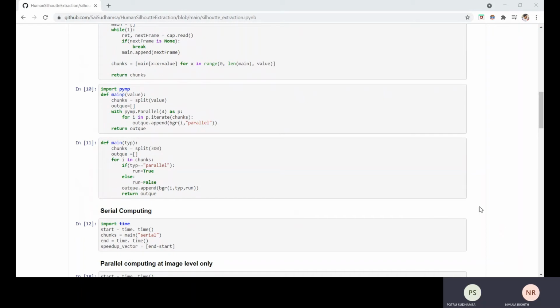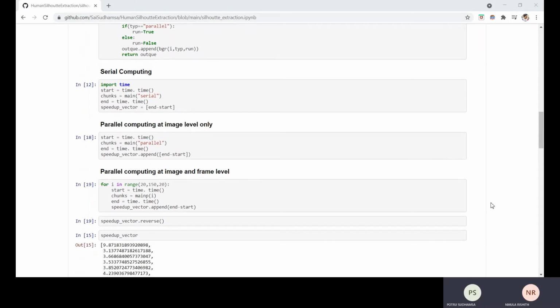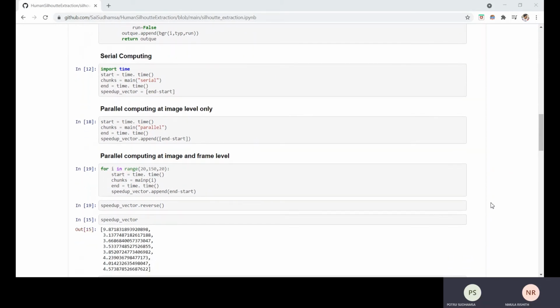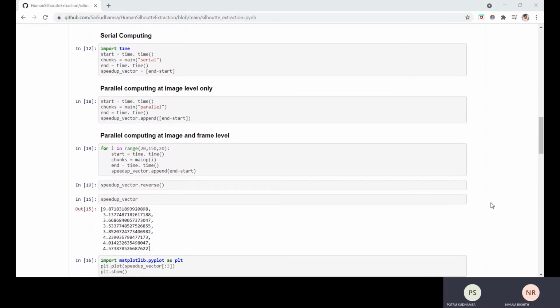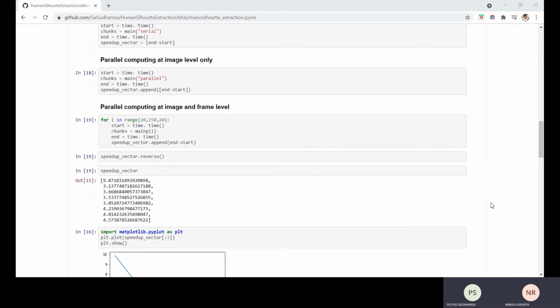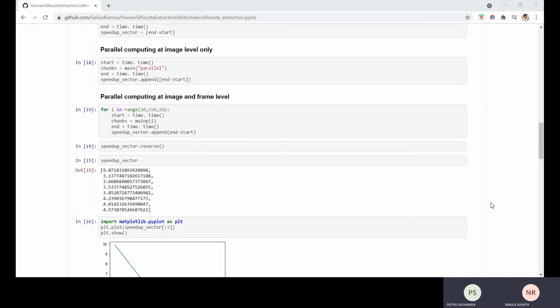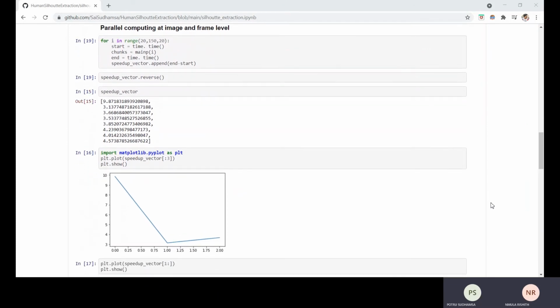And here we have the demo. First, serial computing, where there is no parallelism at all. Every frame is treated serially, and in each frame the binarization is also done serially. Then we have parallel computing which happens only at the image level, and parallel computing that happens at both image and frame level. The output when we run this code will be shown later, after I complete my explanation.